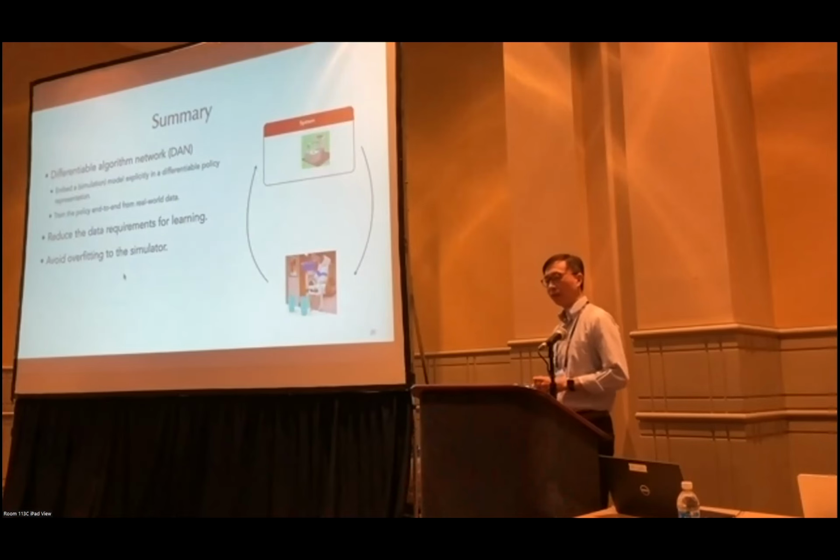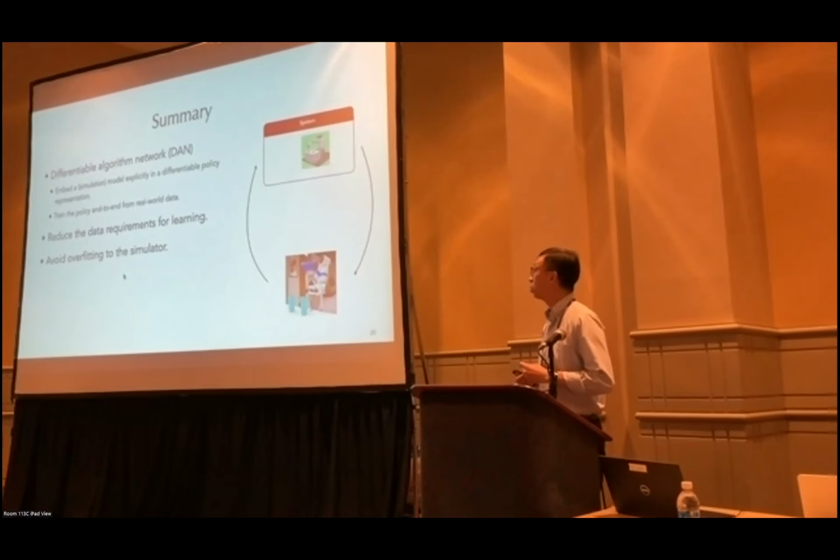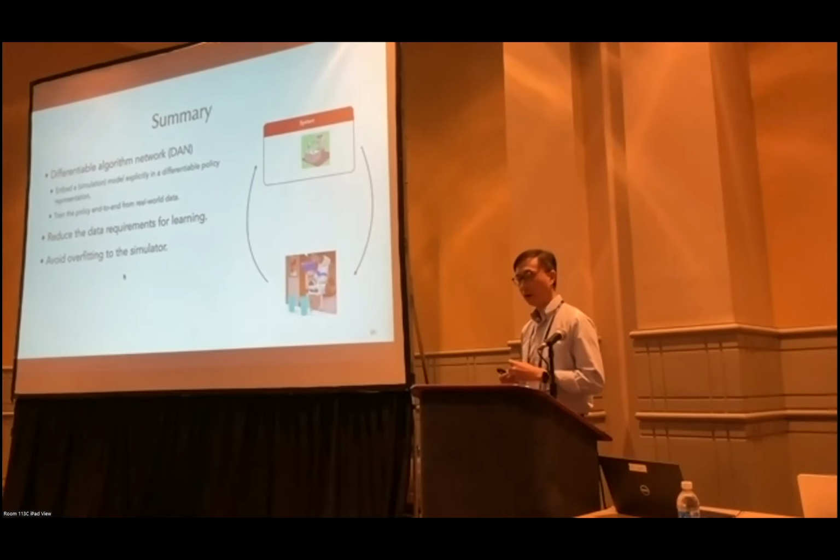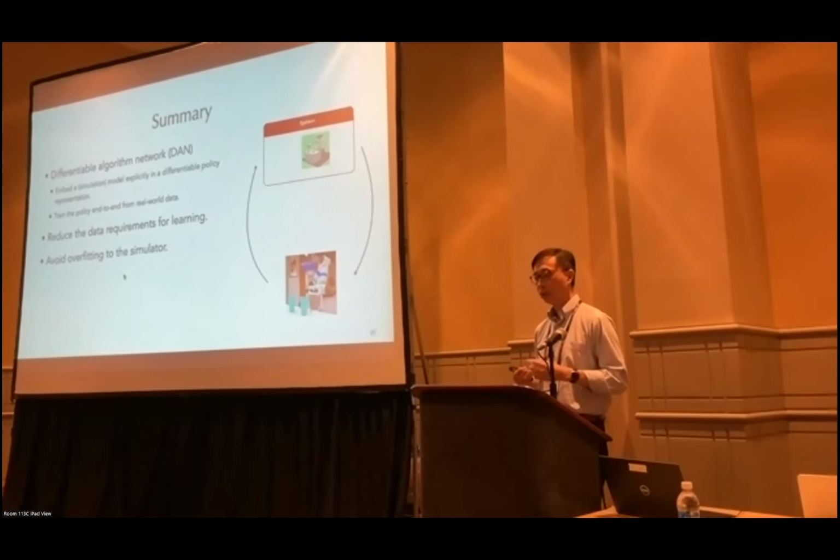To sum it up, what I'm proposing here is a differentiable algorithm network as a way to address the sim to real gap. The main idea is to embed a model, in particular a simulation model, explicitly in a differentiable policy representation, and then train the policy end to end from real world data. By using the algorithm and the model as a structural prior in the policy representation, we reduce the data requirements for learning with real world data and avoid overfitting to the simulator's model assumptions.